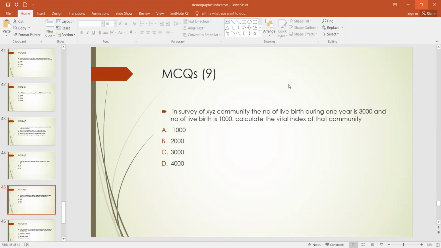In a survey of XYZ community, the number of live births during 1 year is 3,000 and number of deaths is 1,000. Calculate the vital index of that community. C is the right answer, 3,000, because in vital index, the number of live births during 1 year is 3,000 divided by the number of deaths, which is 1,000. So 3,000 divided by 1,000, answer is 3, and it is multiplied by 1,000. So the answer is 30,000.